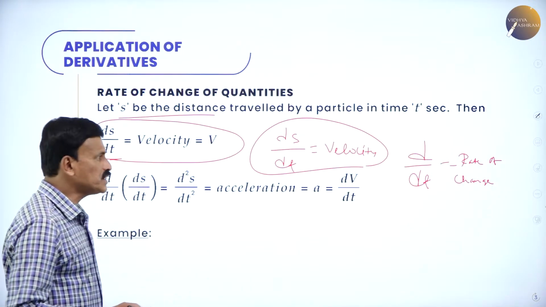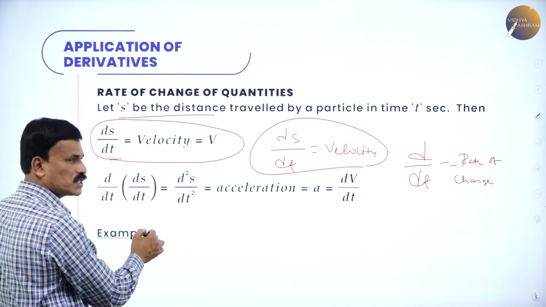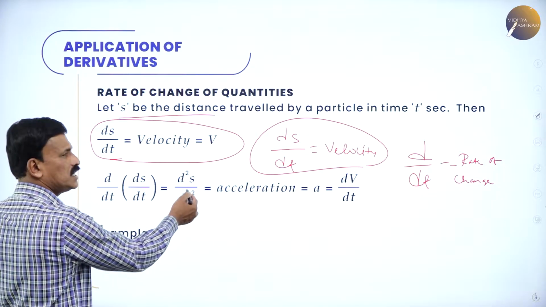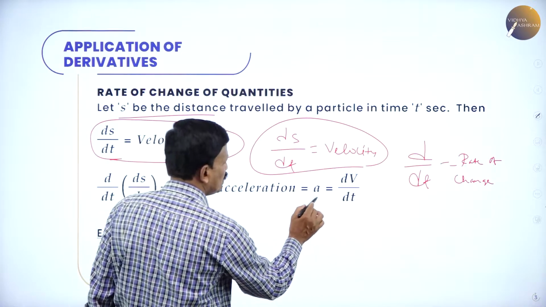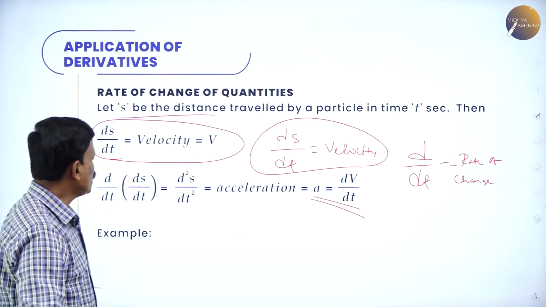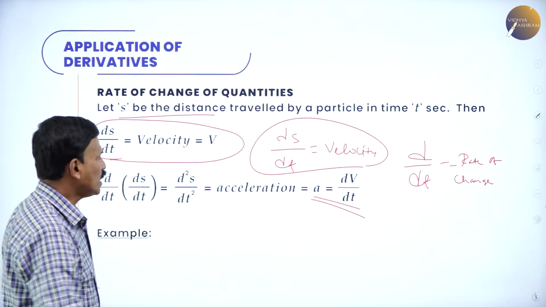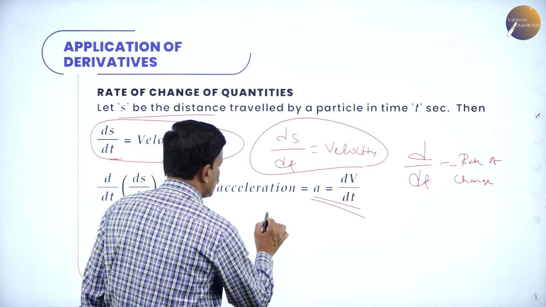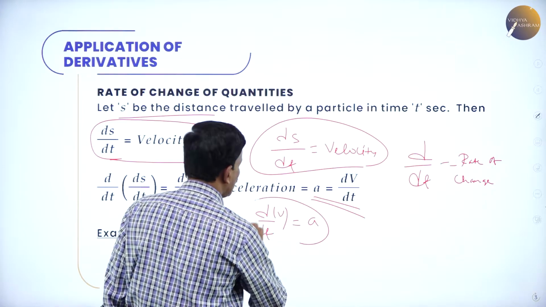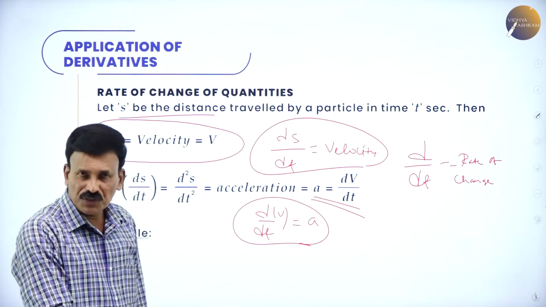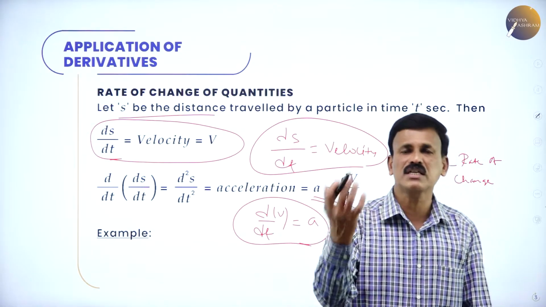Now suppose you differentiate this function again, differentiating ds by dt with respect to t. d by dt of ds by dt can be written as d square s by dt square. d square s by dt square is denoted as acceleration A. Therefore, d square s by dt square is called the acceleration of the particle. Or you can also write the rate of change of velocity dv by dt is called the acceleration. So, if you differentiate the given function 1 time, you will get the velocity. If you differentiate 2 times, you will get the acceleration.